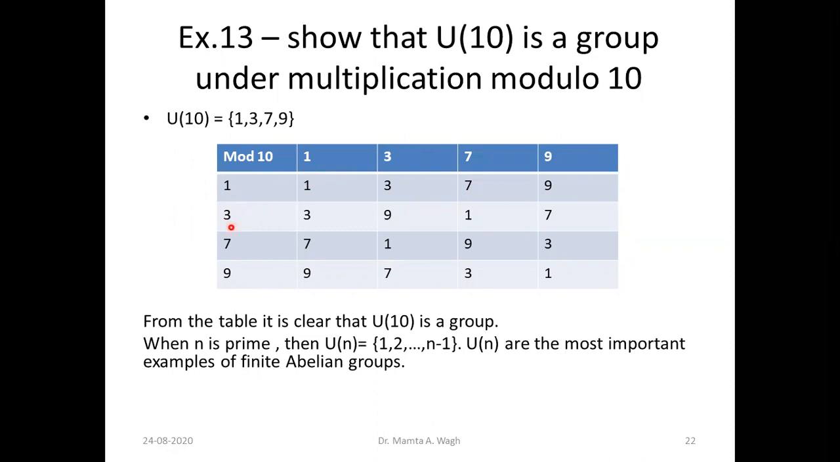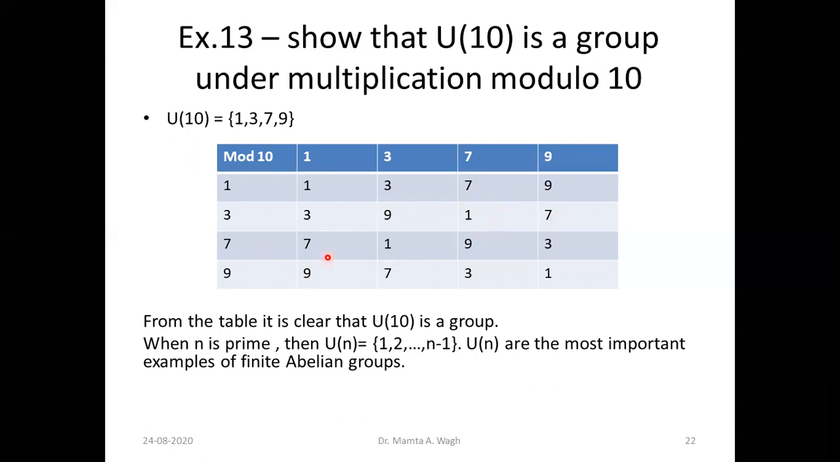3 into 1 is 3, 3 threes are 9. So this is less than 10, so this will be the same. 3 sevens are 21, so this is greater than 10. So 21 under modulo 10 will be 1. If you divide 21 by 10, then the remainder will be 1. So this is 1. Then 3 nines are 27. So 27 under modulo 10 will be 7.